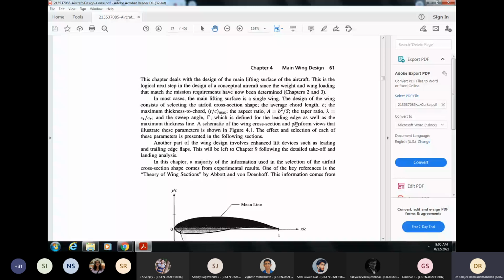From the geometry point, quarter chord is important. From the aerodynamic point of view, leading edge sweep is important. That will determine the critical Mach number. And from the structural point of view, the maximum thickness wing sweep may be important. That is the sweep at the point where the maximum thickness of the wing happens. For example, at this point, what is the sweep? It may not be quarter chord.